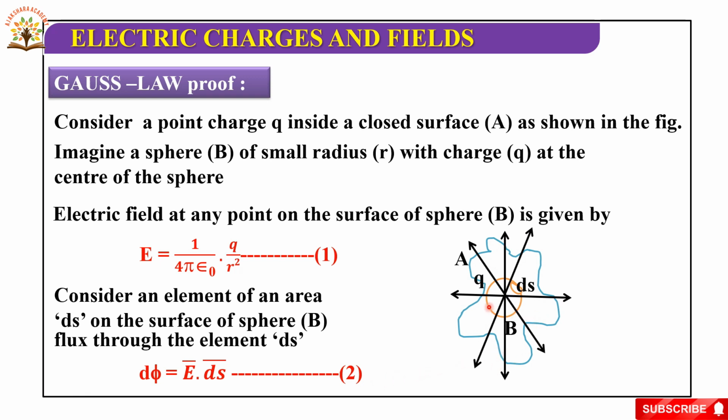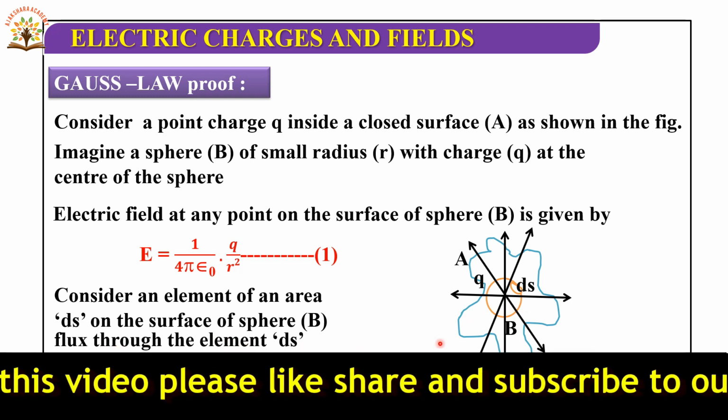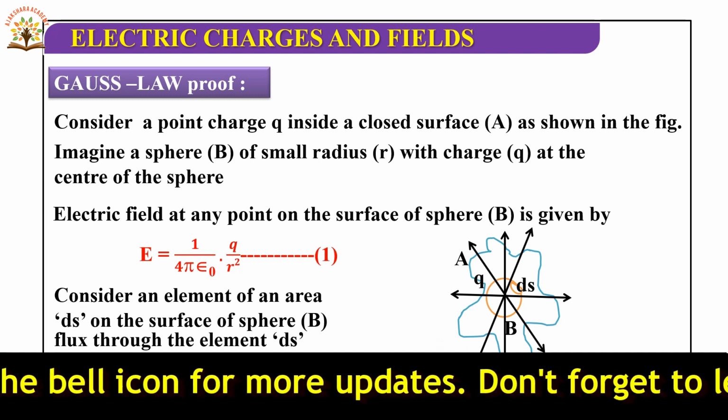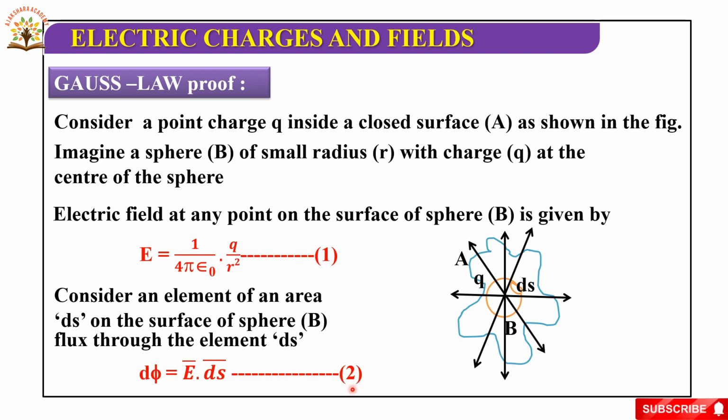See, this is a point charge Q which is inside the closed surface. This is closed surface A. Here we are taking a small sphere of radius r with the charge Q, and ds is the small area of the surface of the sphere. Flux through the element ds is d phi is equal to E dot ds. Consider this as equation number 2.